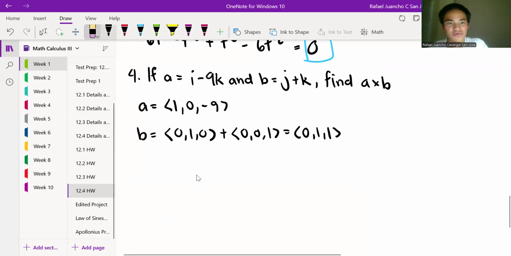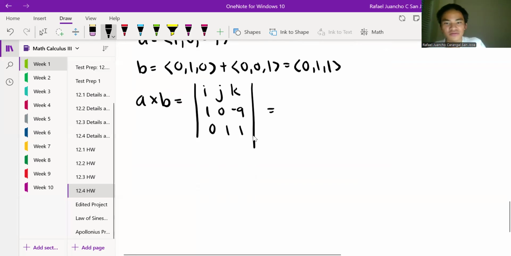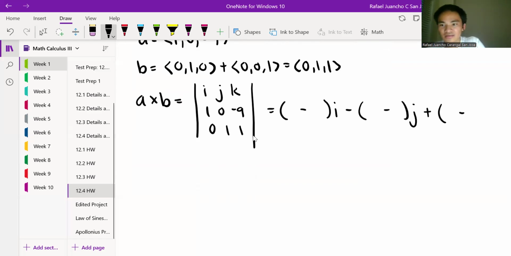Okay, now we have these. Now we want to find their cross product. Now this should be easy. So I'm just gonna do it in this format. So you have 1, 0, -9, 0, 1, 1. And we're going to do the same idea. i, j, k. The only way to remember this is positive, negative, positive. Plus minus plus. This is the only one that has a negative. All right, so let's do it.